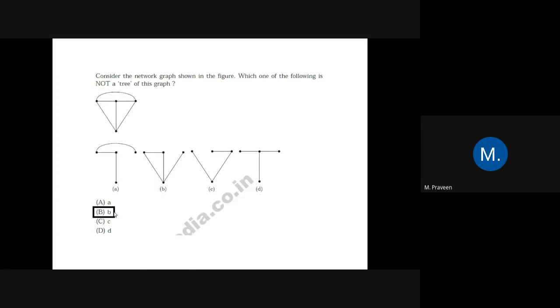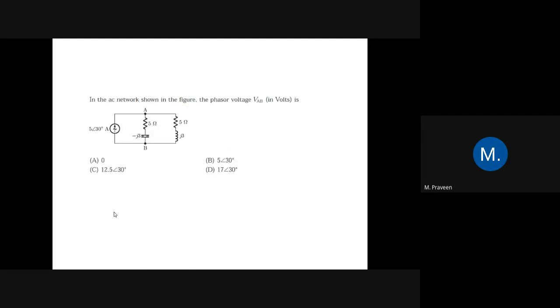Now let's move on to the third question. In the AC network shown in the figure, the phasor voltage VAB in volt is dash. So the circuit diagram is given. We have to find the voltage across here, VAB.